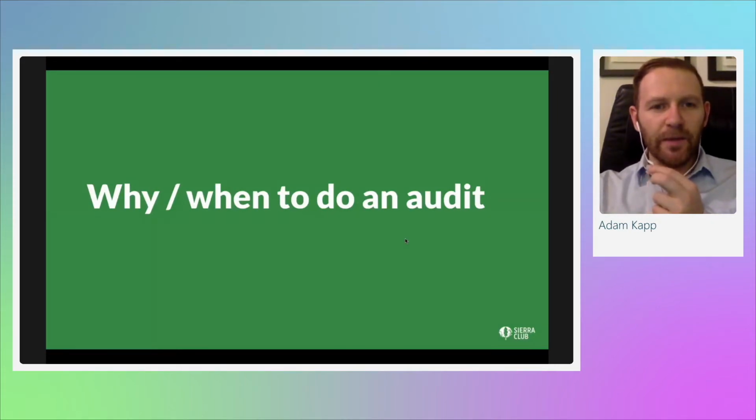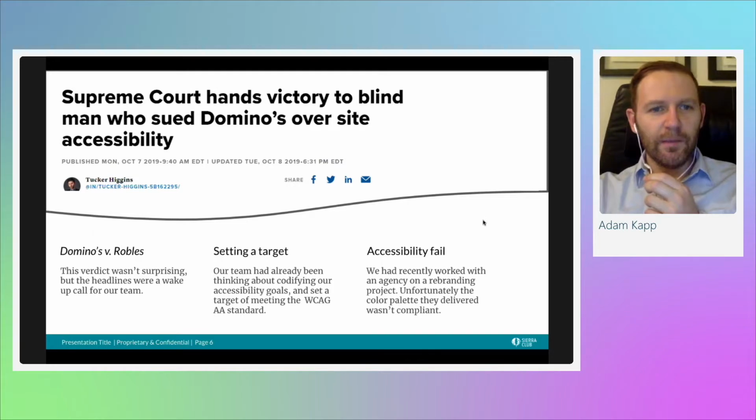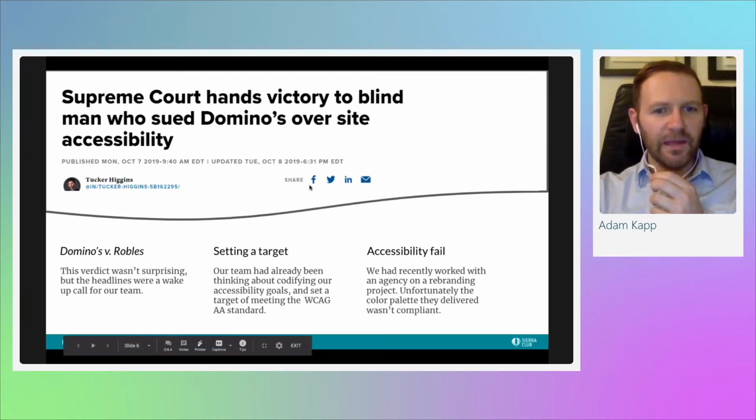To start, I'm going to talk a little bit about, from our experience, why or when you might choose to do an accessibility audit. The headline on this screen is about a case that many of you are probably familiar with, about the Supreme Court handing a victory to a blind man who sued Domino's Pizza over their website's accessibility or lack thereof. This case was Domino's v. Robles. We had been tracking it in our organization as it made its way through the system. So this wasn't a surprise to us, but this headline, from October 8th, 2019, was definitely a bit of a wake-up call that we wanted to move ahead more quickly, or with more urgency than we had planned previously.